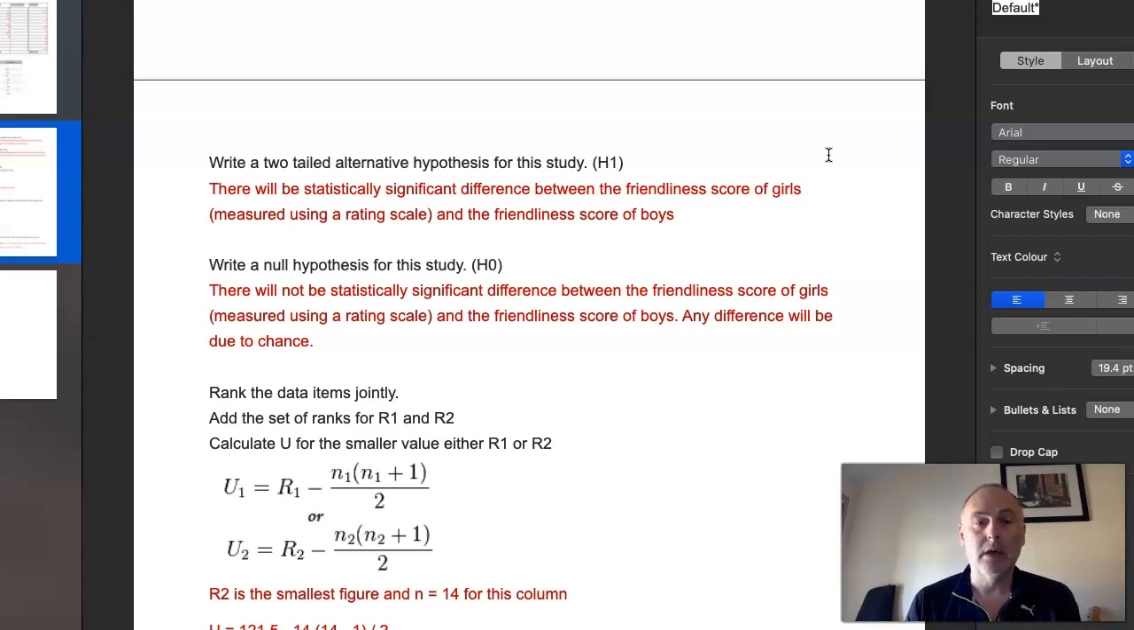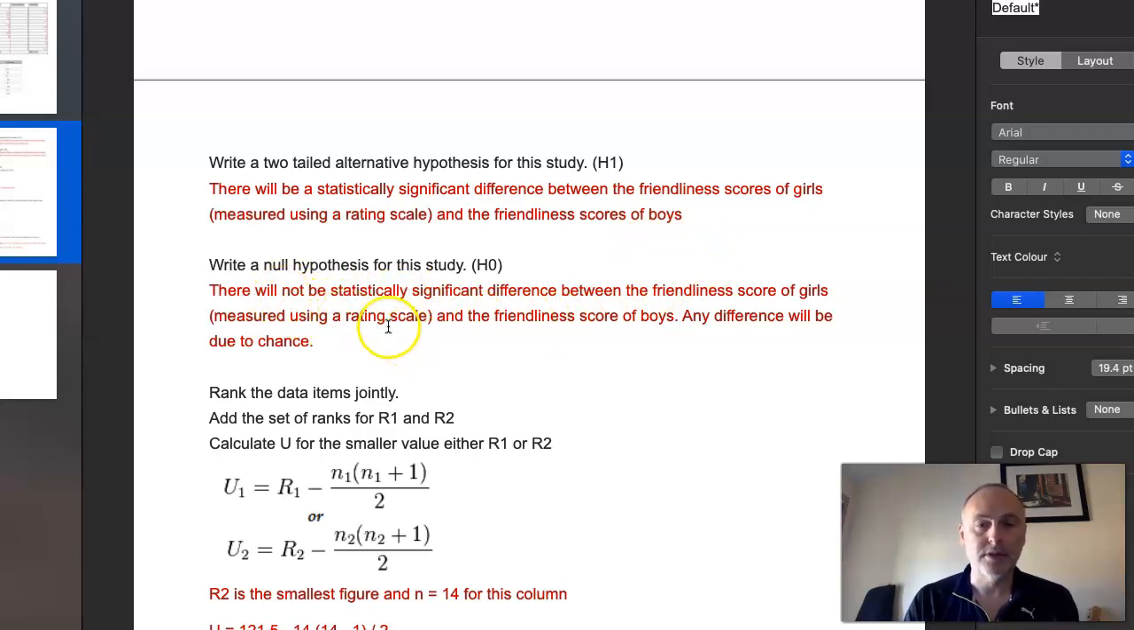Okay, so our alternative hypothesis then: there will be a statistically significant difference between the friendliness scores of girls, measured using a rating scale, and the friendliness scores of boys. Okay, so all we're saying is there's going to be a difference between them. We're not saying in what direction it's going to go in.